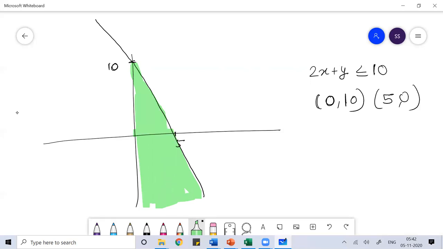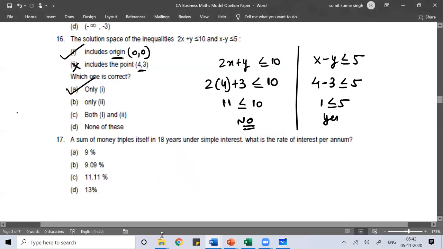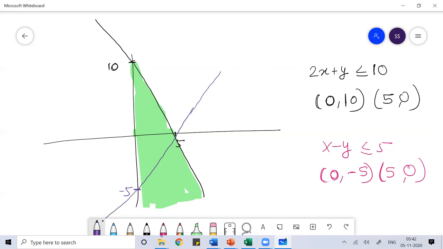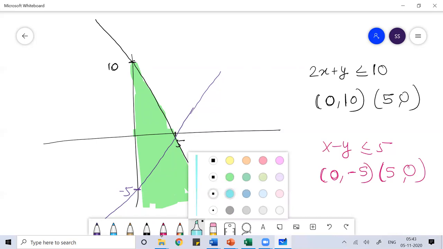Fine. The other equation is x minus y less than or equal to 5. If you put x equal to 0, the y value you will get is minus 5. And if you put y equal to 0, then you'll get x value equal to 5. So the points are 0 comma minus 5 and 5 comma 0. This would be the feasible region for this curve.